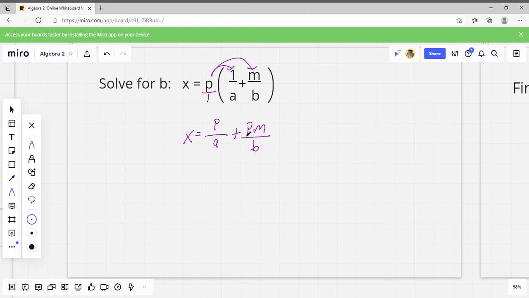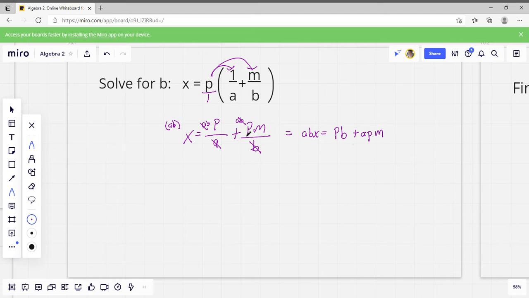Alright, now I have to find a common denominator here between a and b. So that would be ab. Wait, first we got to write x equals. Alright, so we're going to multiply all these times ab. Okay, right here it will be abx equals, this one we've already got the a, so we would have pb, and this one we've already got the b, so we would have apm. And that gets rid of our denominator.